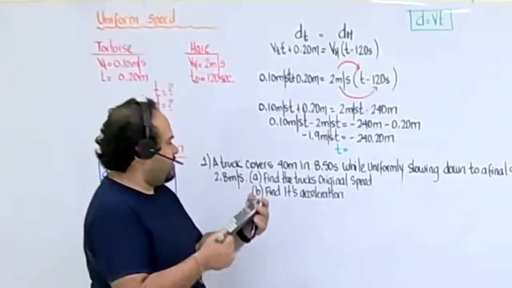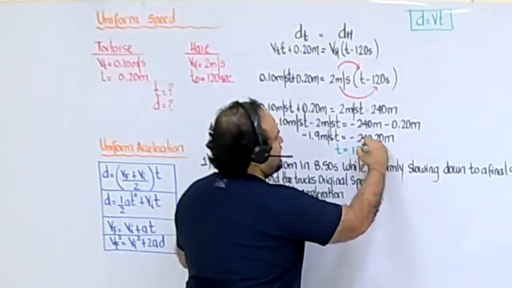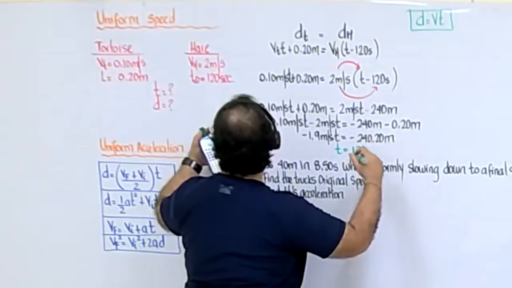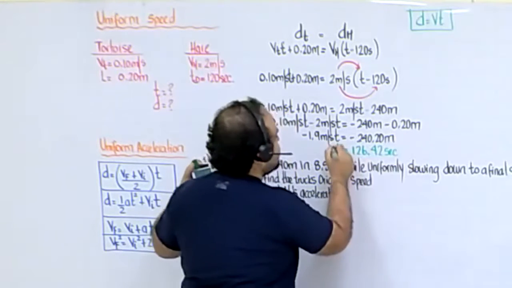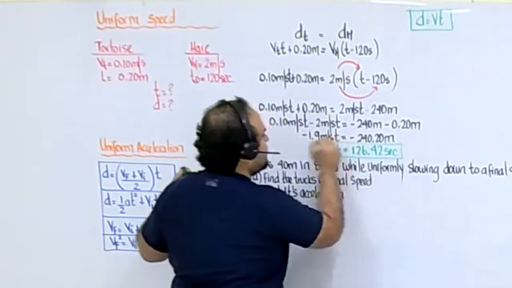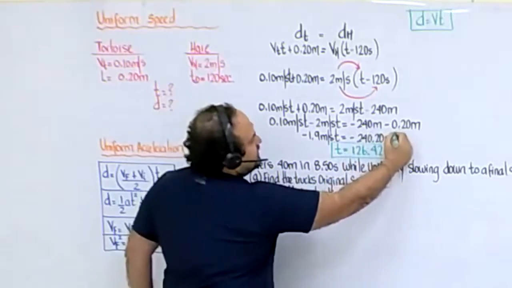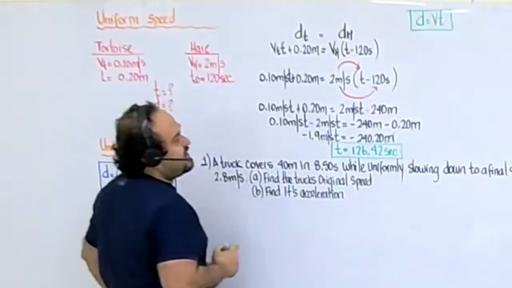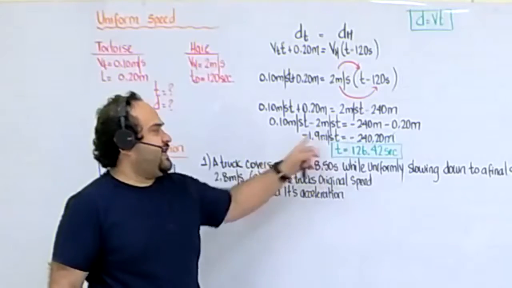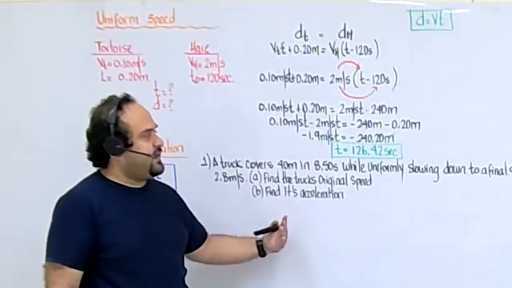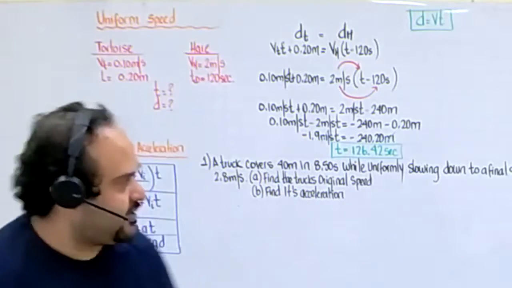So the first answer will be 126.42 seconds. Why seconds? Because at the moment that I'm going to divide meters divided by meters per second, the unit meters with this unit meters will cancel and we have seconds. All right. And negative divided by negative, that will be positive. Okay. We have the first answer.